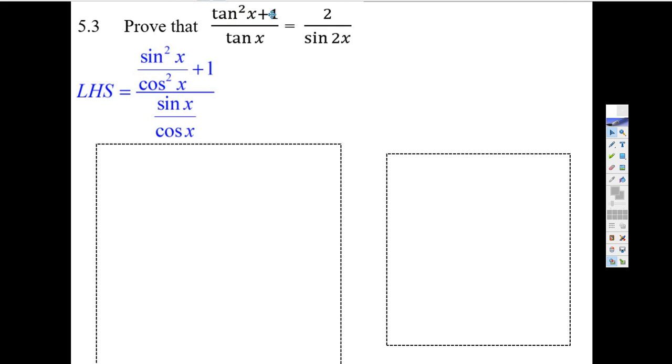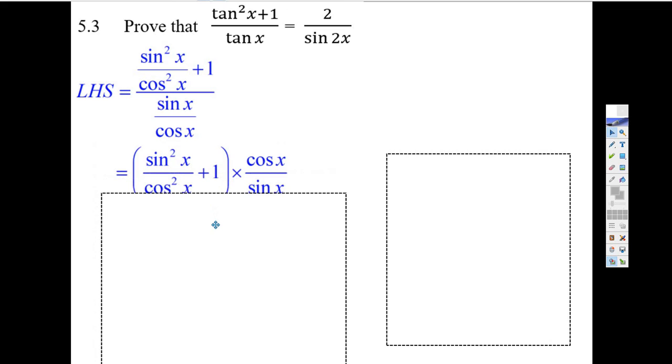Prove that tan x plus 1 over tan x equals 2 over sine 2x. I found this one a little bit tricky, but the first part to get started, tan x is sine over cosine. You get marks just for doing that. And then it's all about fractions. What do you do? You tip and times. So this turns upside down here.